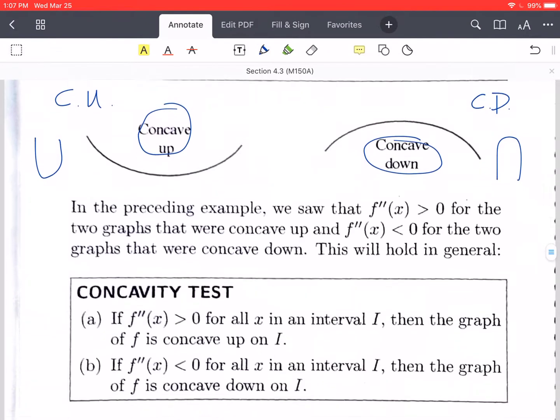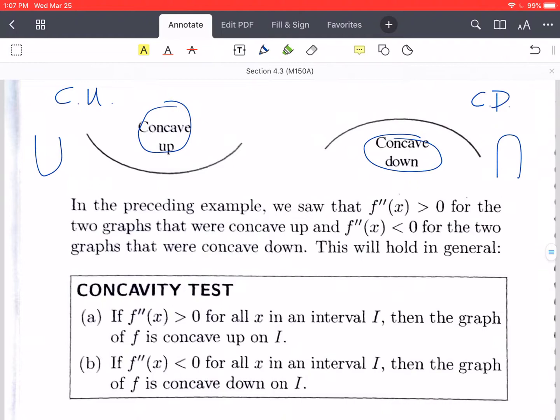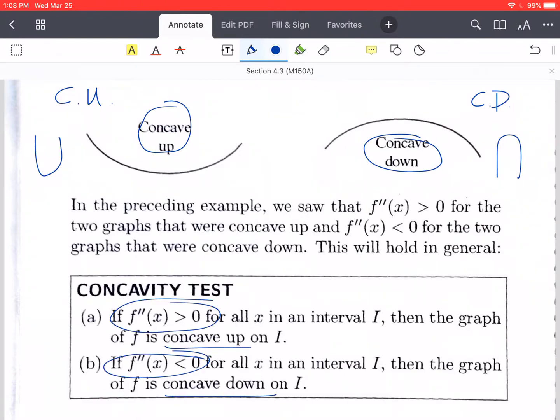All right. Now, when we're using concavity to find maxima and minima, this is where we can start to use the second derivative to help us as well as the first derivative. So the concavity test: if f double prime is greater than 0, then the graph is concave up. If f double prime is less than 0, then the graph is concave down. So when we're dealing with concavity, it's always related to the second derivative. So if f double prime is positive, the graph is concave up, and if f double prime is negative, the graph is concave down.